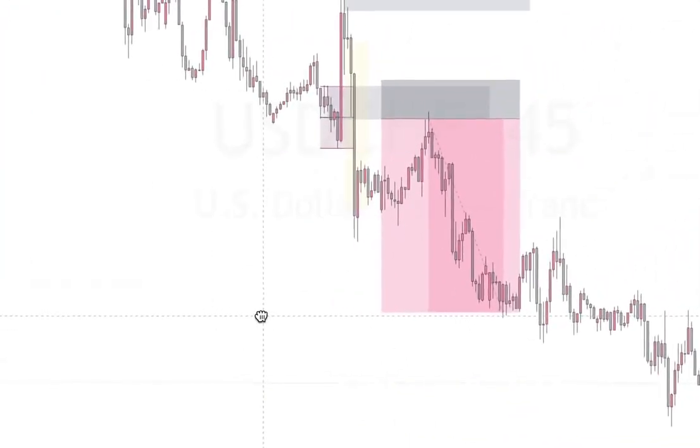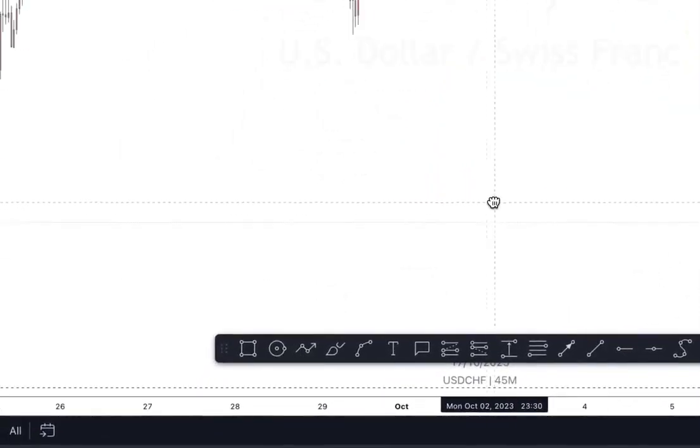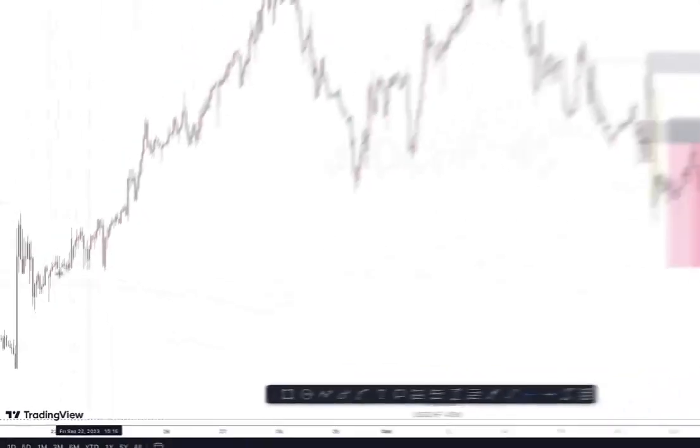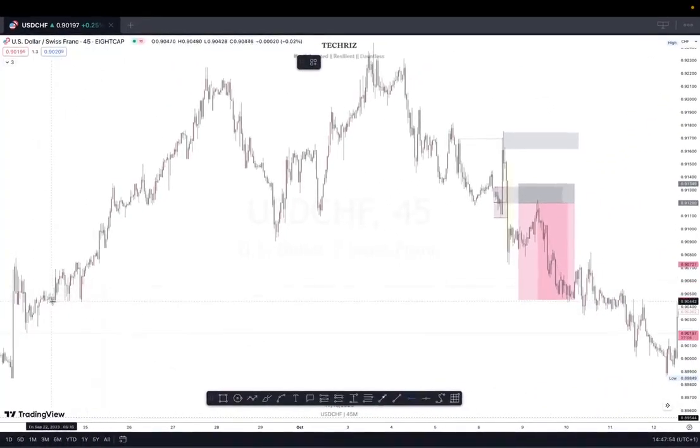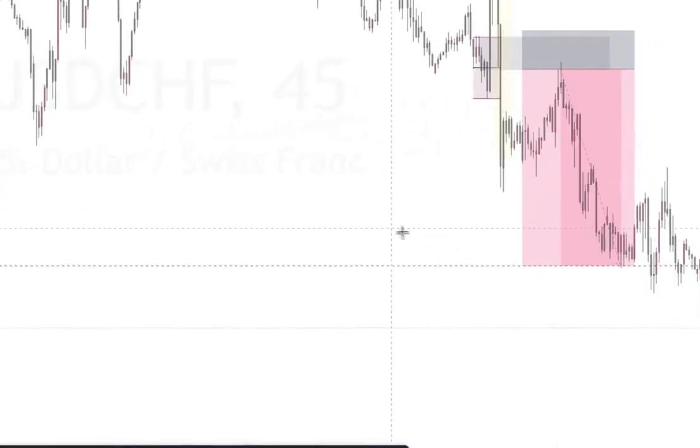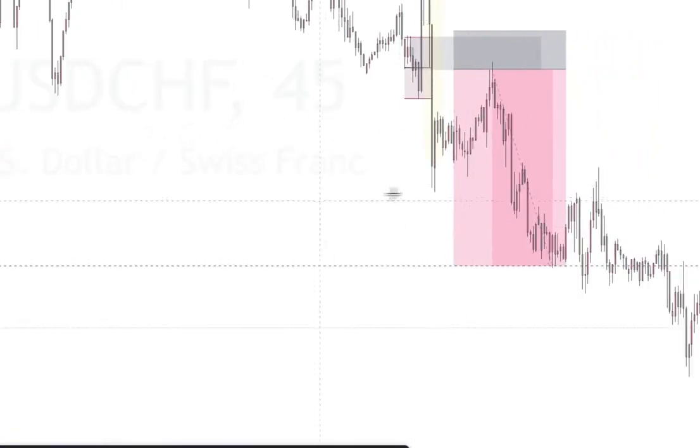This was the same thing that happened in USD CAD, and I'm going to show you now. So how did I target? You can see that I took my targets from here, from this particular liquidity level. You can see there's a liquidity pool around this place. So that's where I took my targets or my profits, anything you would like to call it.